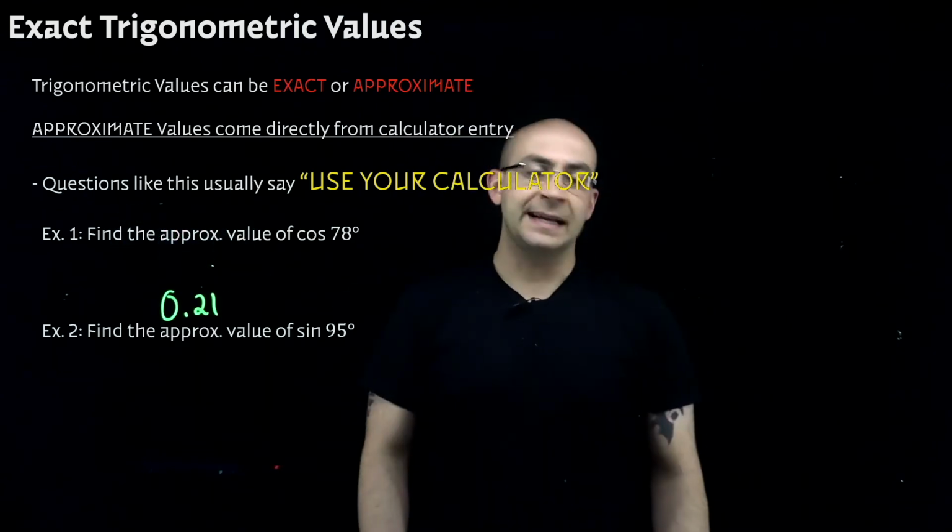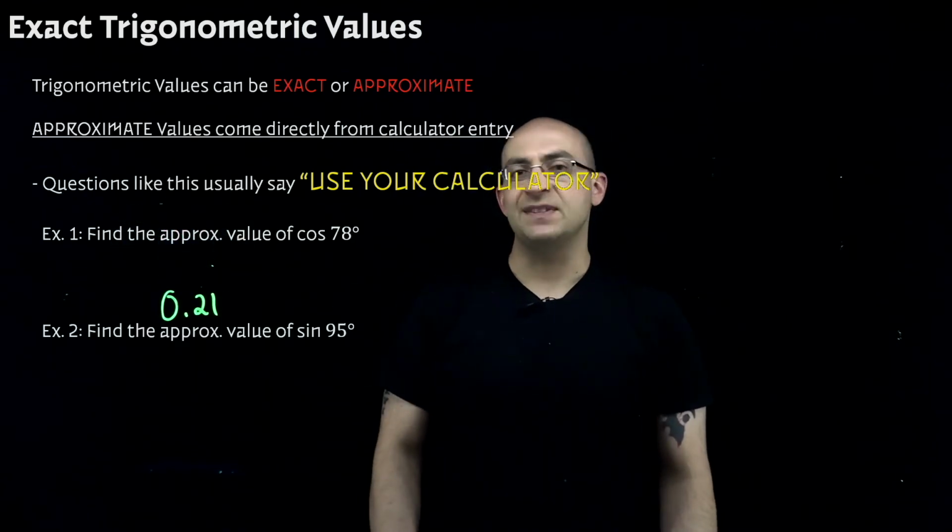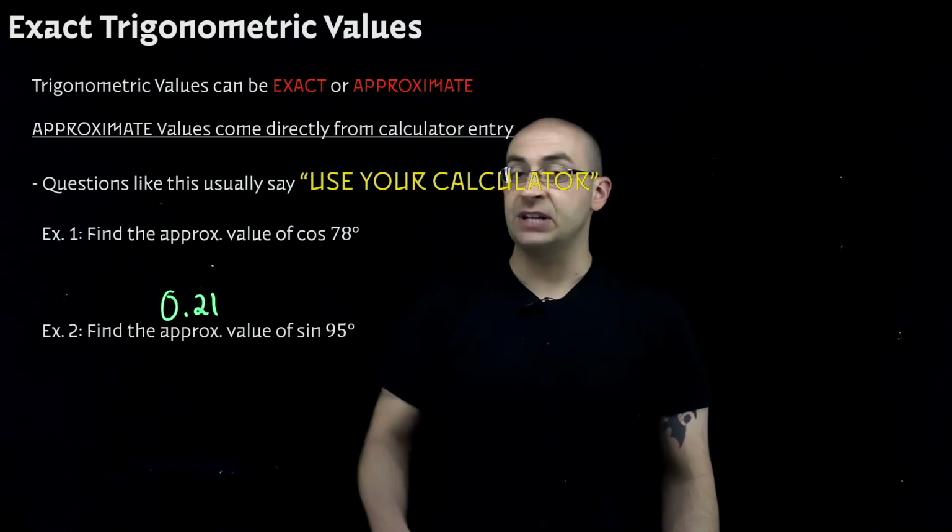Let's move on. Example 2. Find the approximate value of sine 95. Same exact idea. What's the y value when we have a 95-degree angle?